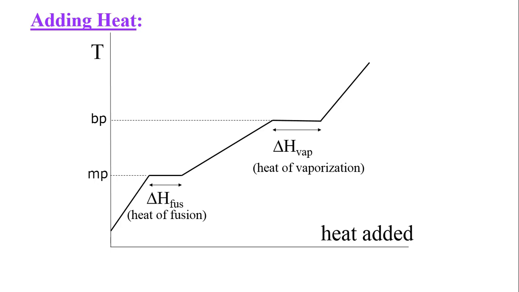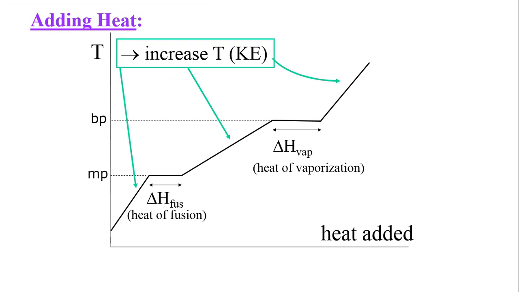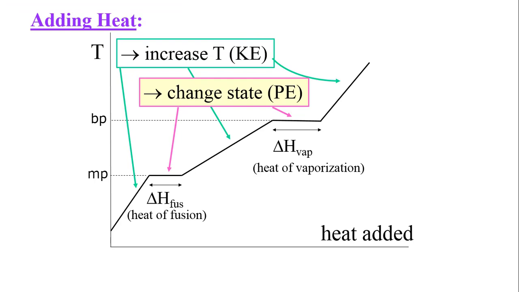One final observation. There are portions of the plot where the temperature increases. This corresponds to an increase in the kinetic energy of the material, where molecules are moving faster. Where the plot is flat, state changes are taking place. A change of state corresponds to a change in the potential energy of the material, where charges are moving relative to one another. So the addition of heat can affect the kinetic energy or the potential energy.